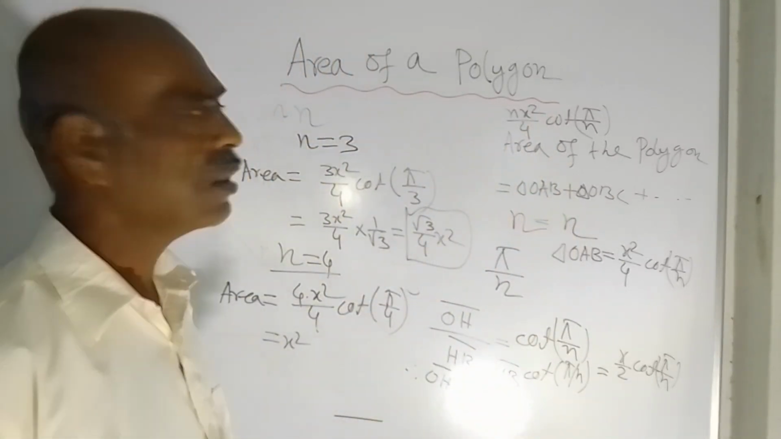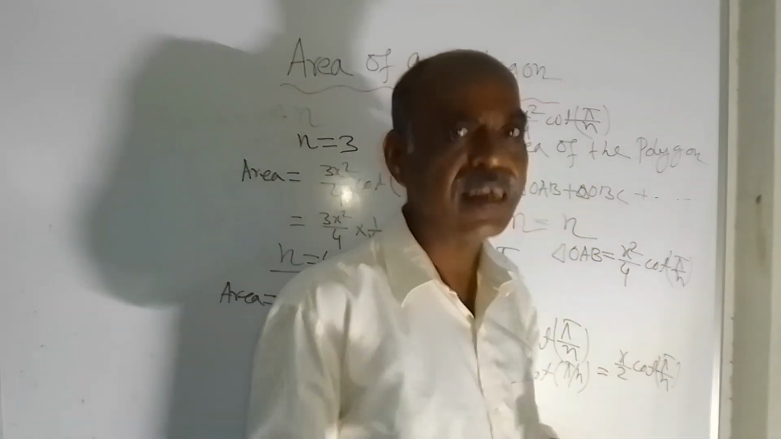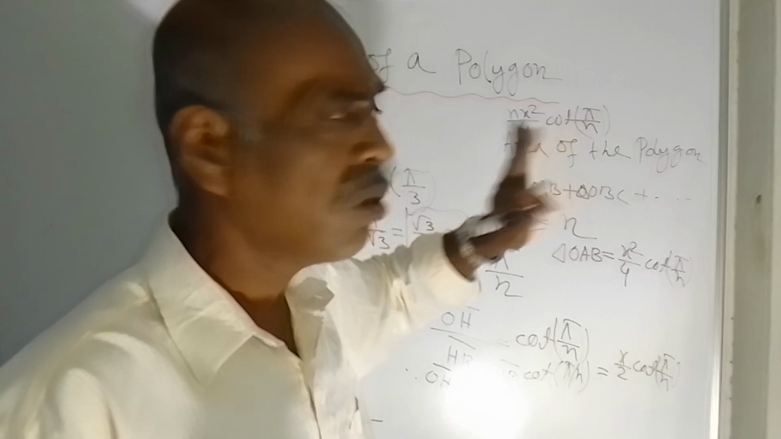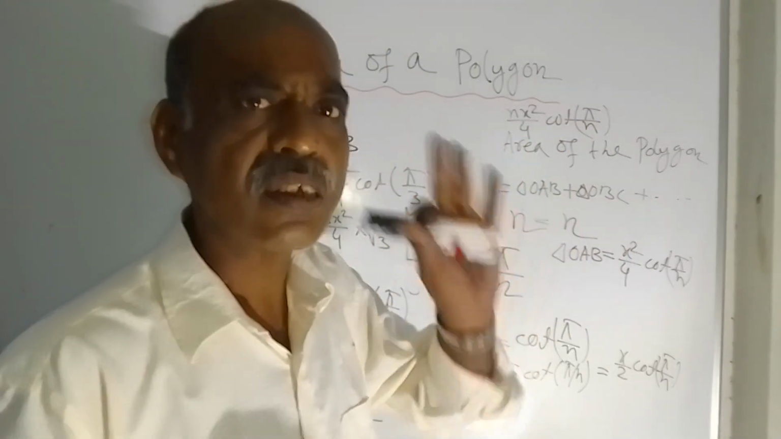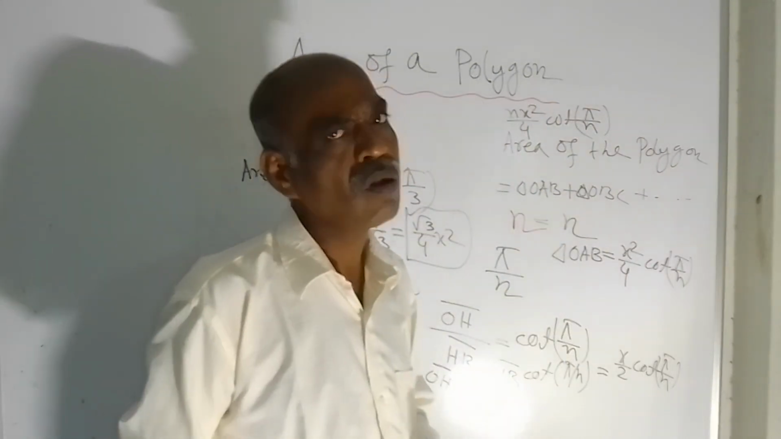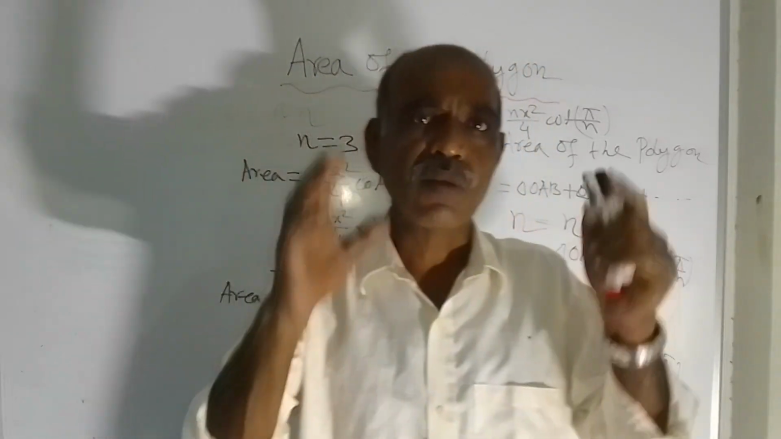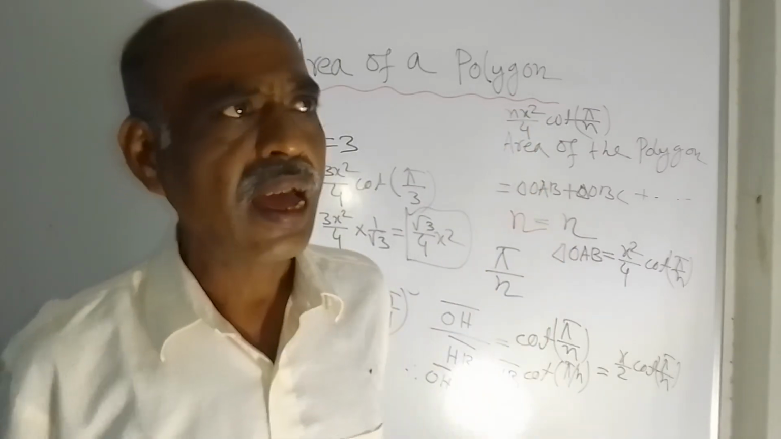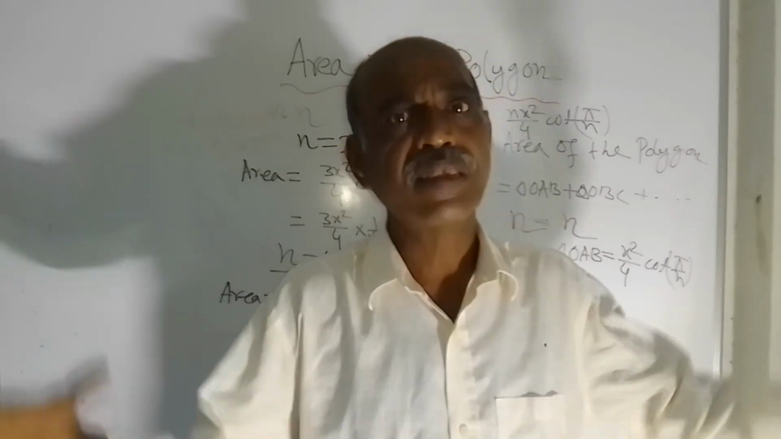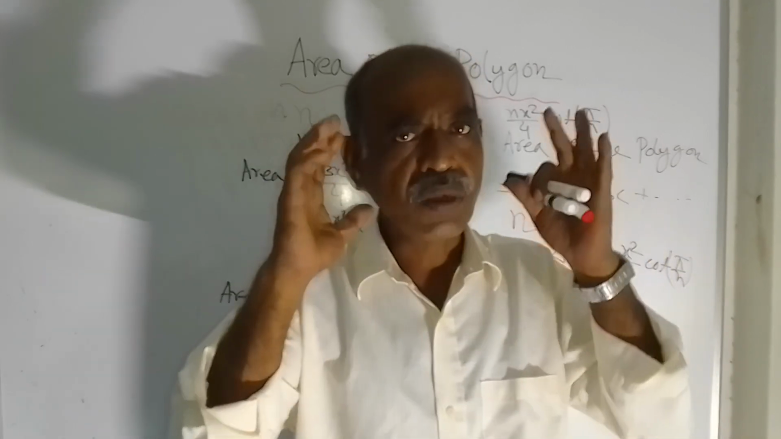Similarly, you can apply this formula for all regular polygons, where n is the number of sides. Pi is 180 degrees, that is known to you. So this formula can be used for all regular polygons. And if the polygon is not a regular one, then you have to divide the polygon into a number of triangles, calculate the area of each triangle separately, and then sum up the areas of all the triangles to get the total area of the polygon.